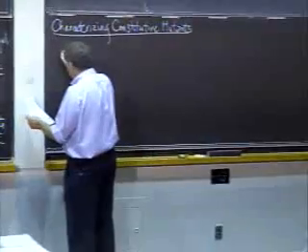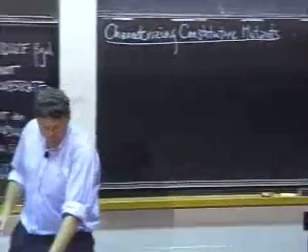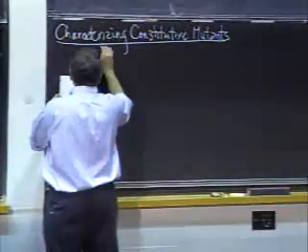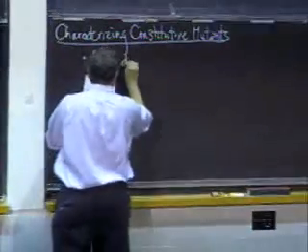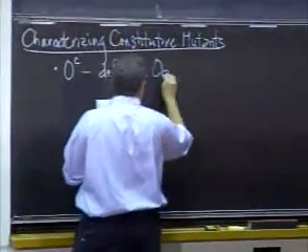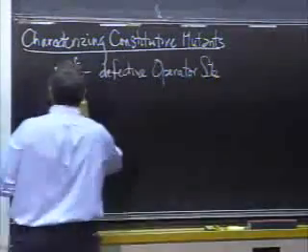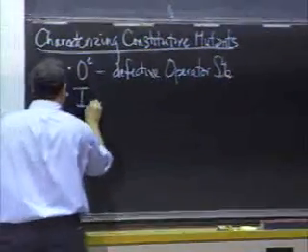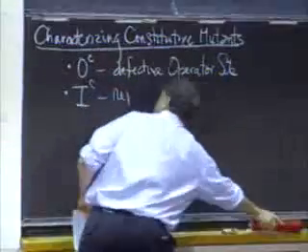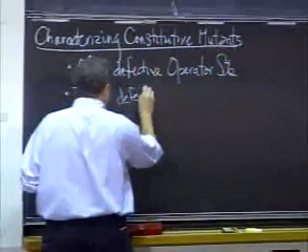So there are going to be two kinds of mutants. Mutant number one are operator constitutive. They have a defective operator sequence. Mutations have occurred at the operator site. Mutant number two are repressor mutants, which have a defective repressor protein. The gene for the repressor protein.